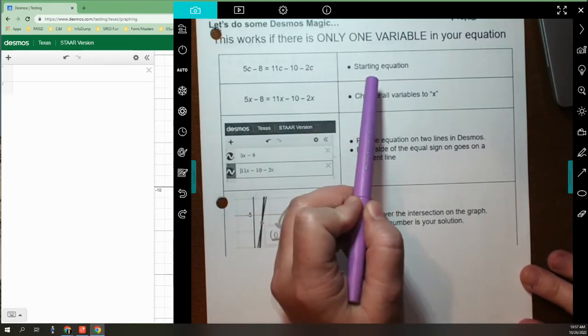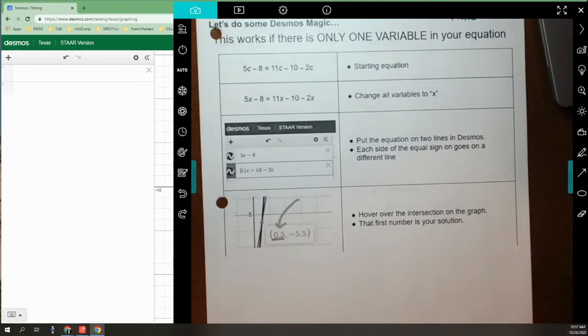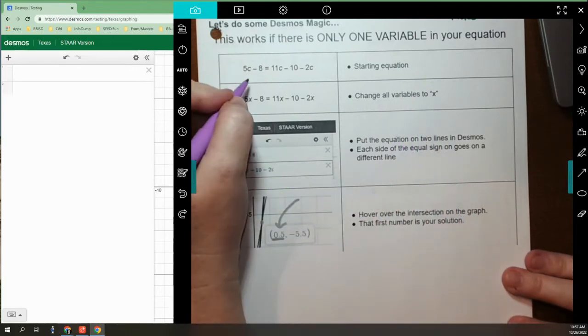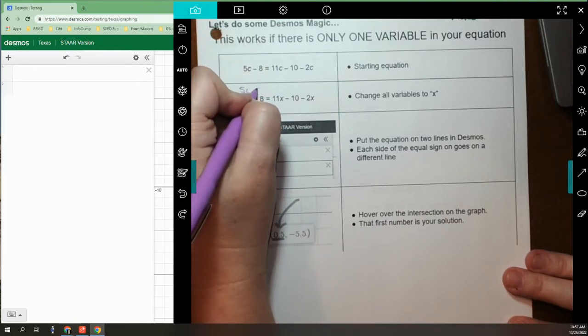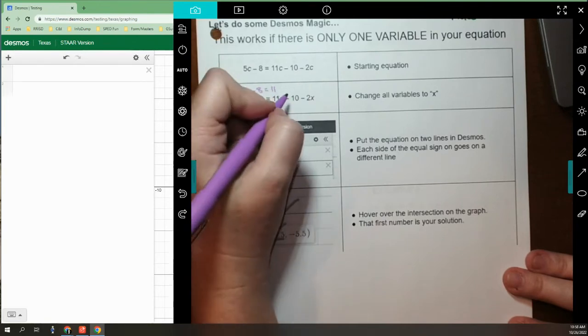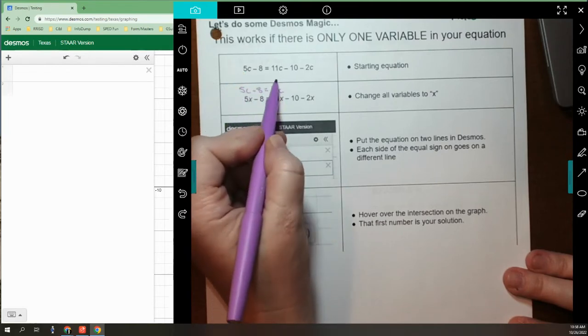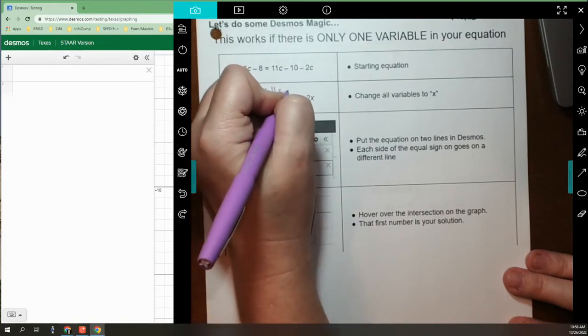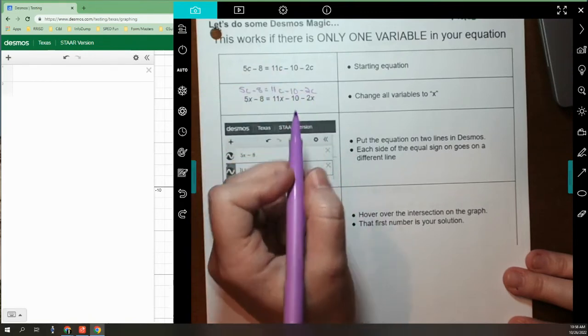So you're given a starting equation. The first step is you're going to rewrite the equation, but you're going to change all of the variables to x. So up here where I had 5c, instead of 5c, I wrote 5x. My minus 8 stays the same. My equals stays the same. Instead of 11c, I write 11x. So my 11 stays the same. All I'm doing is changing that c to an x. Minus 10 minus, and that started out as 2c, but I just changed it to an x.